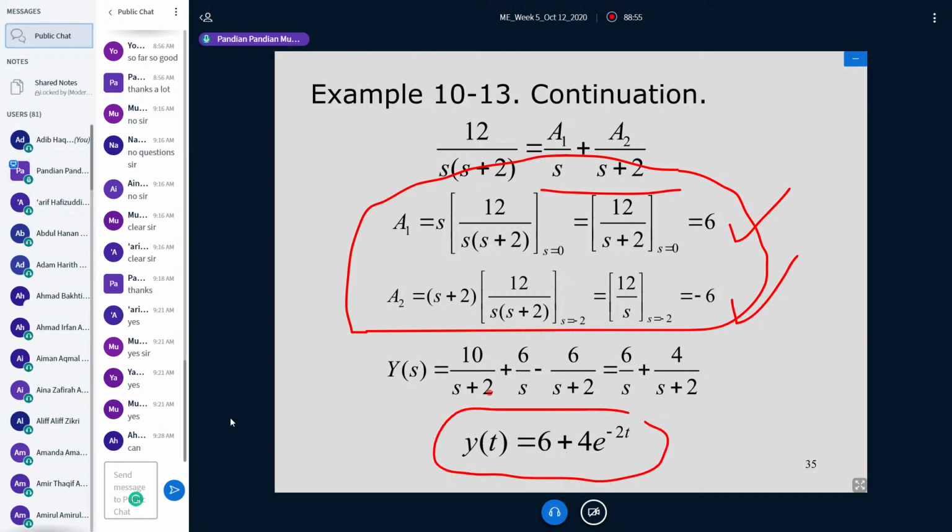But you may say, why are there 3 terms here? These two are the same. 10 over s plus 2 minus 6 over s plus 2 is 4 over s plus 2. So 10 minus 6 is 4, 4 over s plus 2, and this one 6 over s. So the final answer is only 2 terms. If you find 3 terms, you can still simplify.